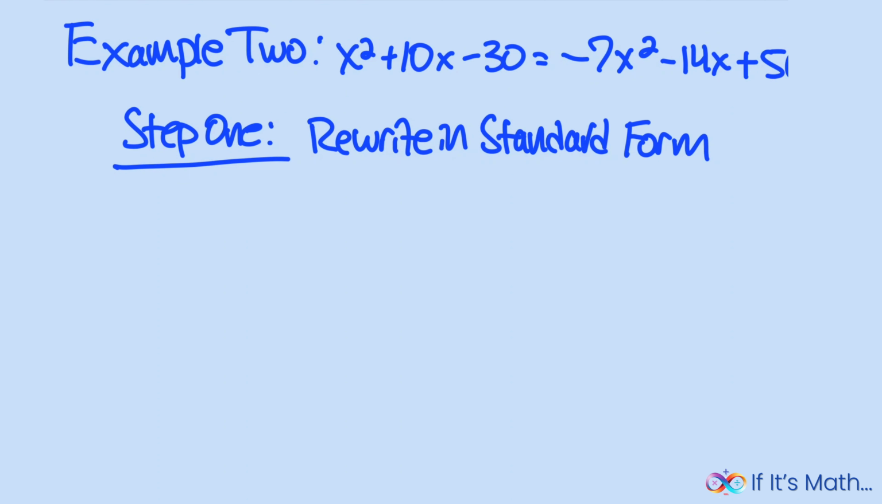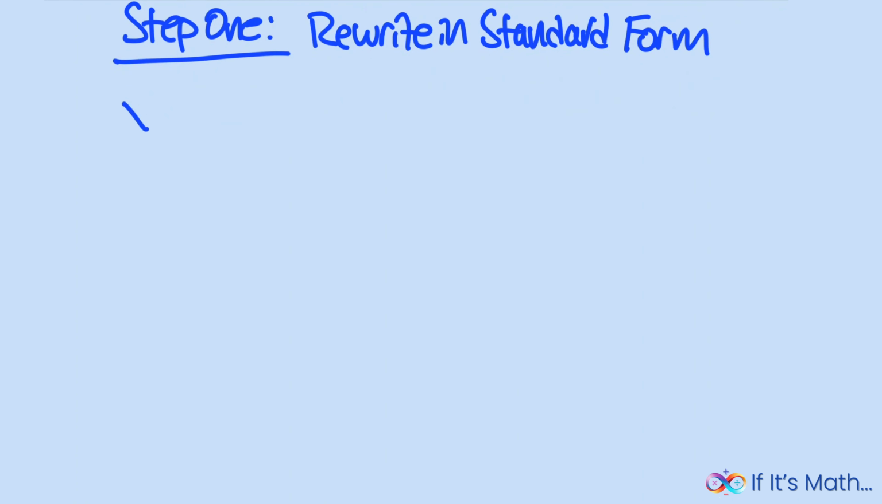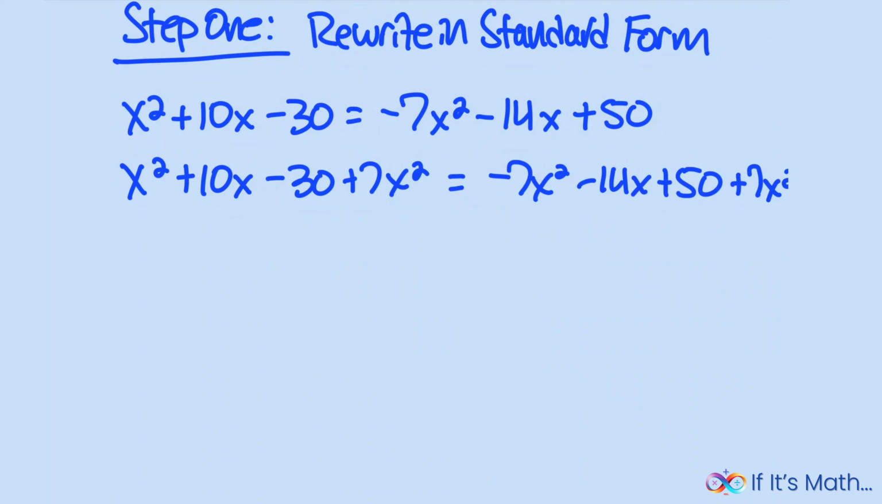So the first step we'll do is we're going to rewrite that into standard form. So we've got to start out again. x squared plus 10x minus 30 equals negative 7x squared minus 14x plus 50. So let's start with getting all the x squares on the same side. So we'll add 7x squared to each side of this equation. Then we'll reduce that down, and we will end up with 8x squared plus 10x minus 30 equals minus 14x plus 50. So we need to get the x's all on the same side now.